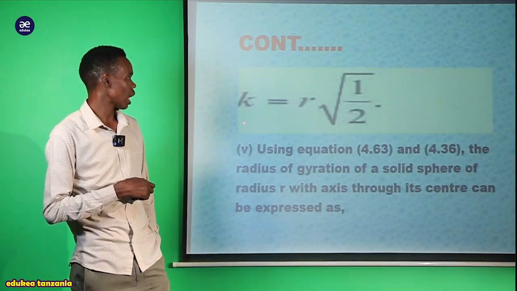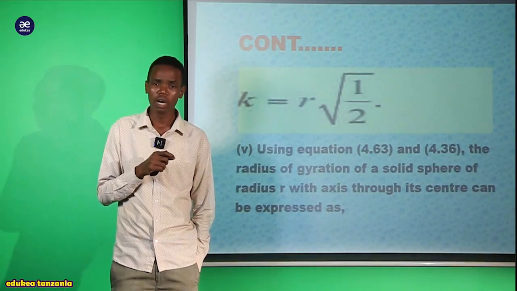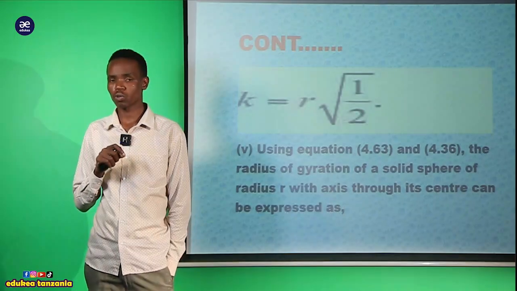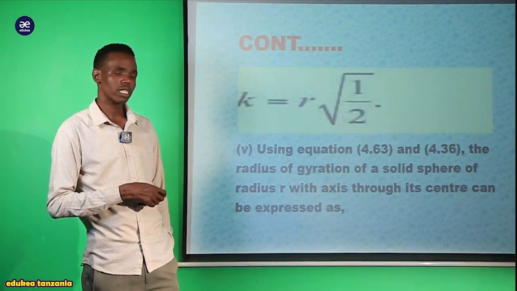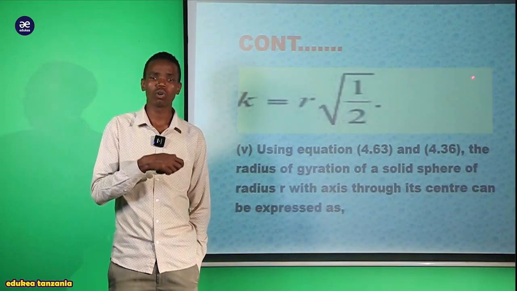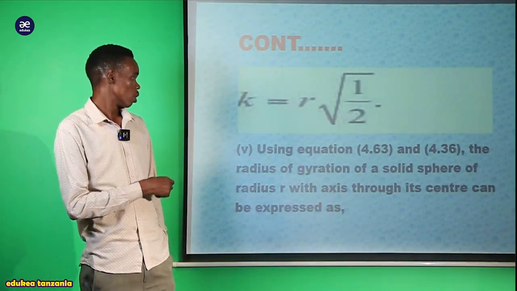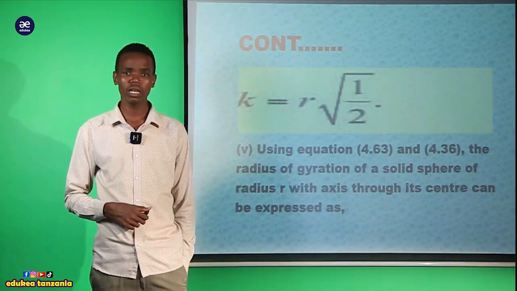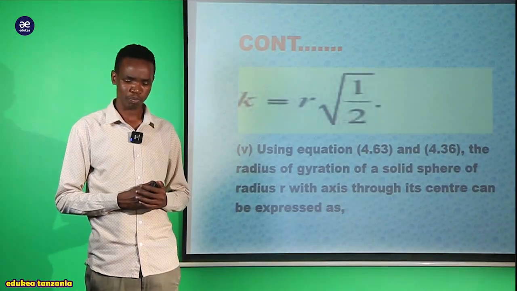But we want k. How can we get this k? We should introduce a radical throughout. If we introduce the radical throughout, we obtain that k must be equal to r times radical 1/2. So after this, my dear students, we are supposed to go and see our question number 5.